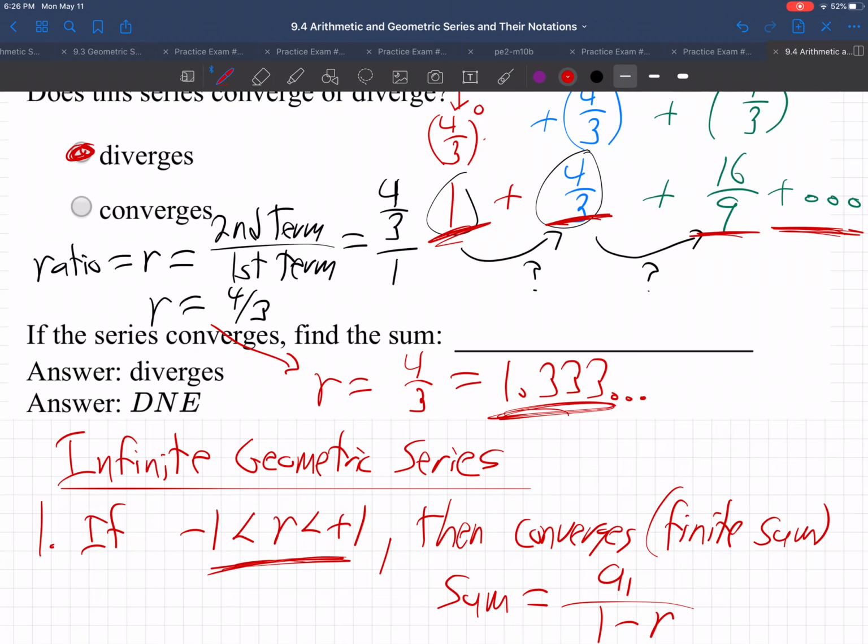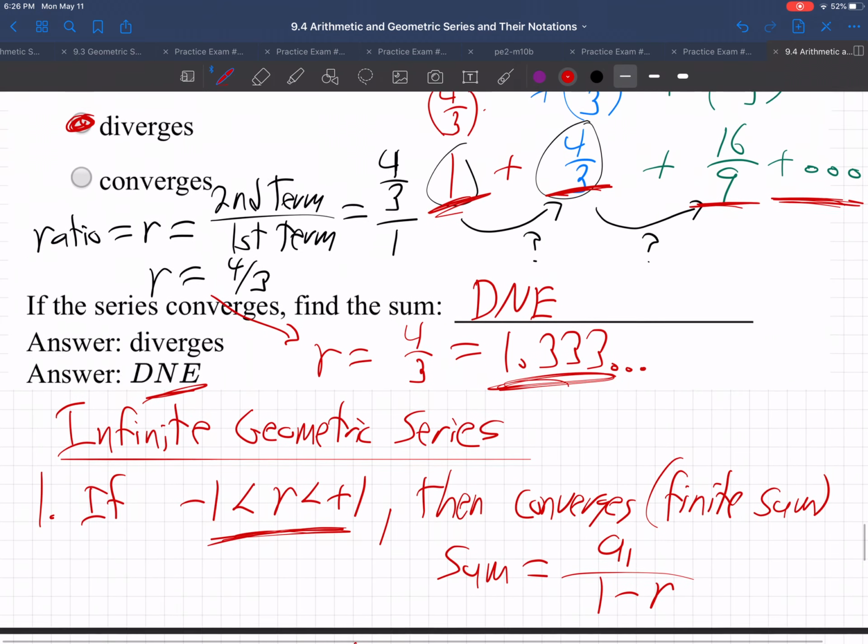So it diverges, and when they come down here for the sum, we just put DNE, does not exist, is what we're saying there. The sum does not exist. It actually is infinity. So there's no number that exists that's the sum of adding all those up. Can't be done.